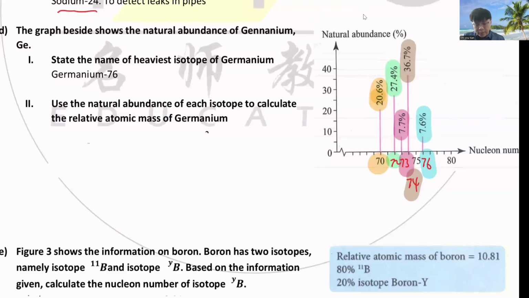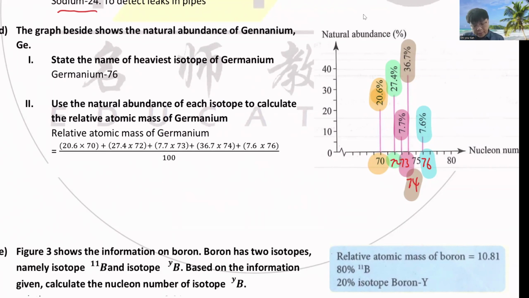Then after that, how do you calculate the average mass? You just add all up together. It means 70 times 20.6%, 72 times this 27.4%. Then here is the 7.7% times 73. Then 36.7% times 74, 7.6% times 76, divided by 100%. This is another 2 marks for the calculation, a quick one.